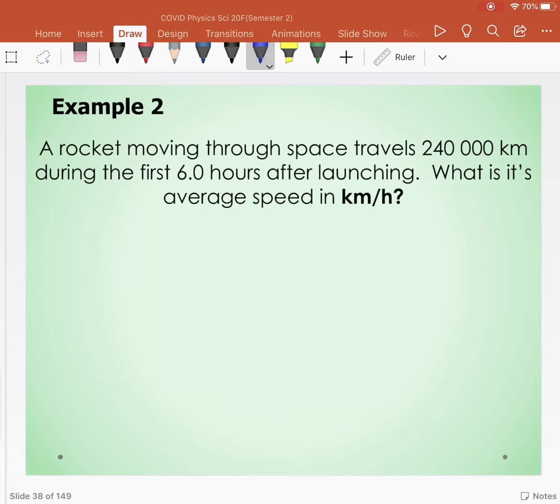Okay. Example number 2. A rocket moving through space travels 240,000 kilometers. So again, important to start recognizing what those values are. That's a distance.